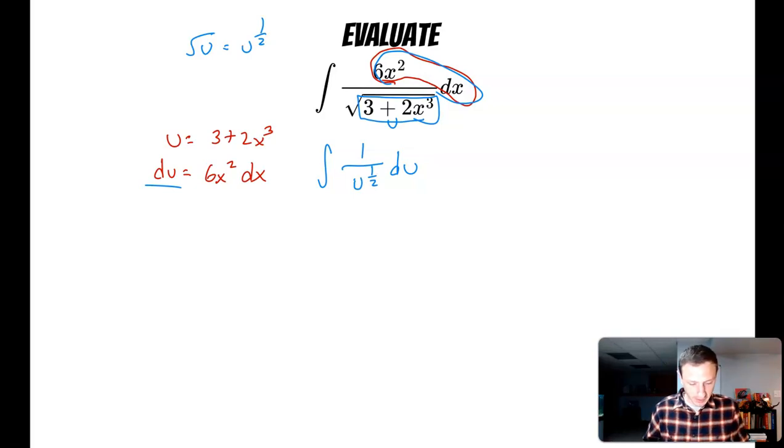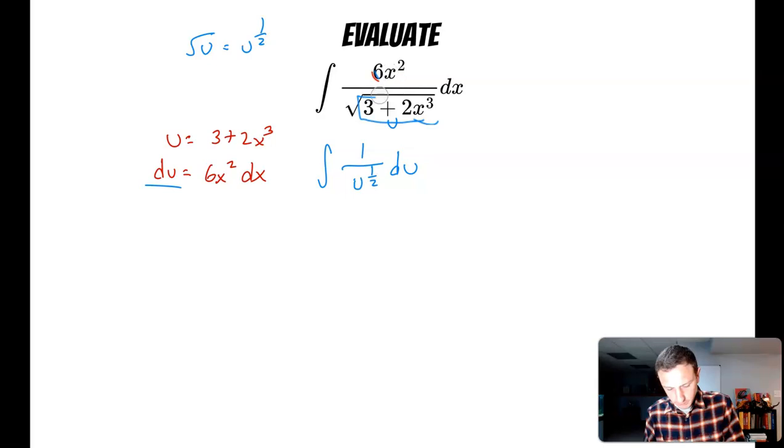And now we just have an integral to perform. So let me erase all this. I don't want to get too messy here. Now we just have to integrate this. So let's go ahead and do that. In order to integrate this, I'm going to bring the u up. So it's u to the negative 1/2 du.